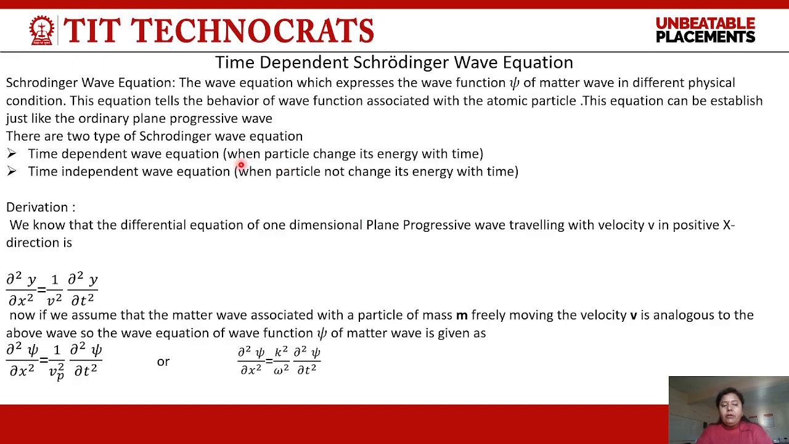One example which I want to give here is for the time dependent Schrodinger wave equation. Suppose there is a free electron moving under some applied electric field, and we are continuously changing the applied potential of the electric field. Then the electron's energy is continuously changed. In that condition, the wave associated with the particle is described by a wave function psi, and this wave function psi is expressed by the Schrodinger time-dependent wave equation.